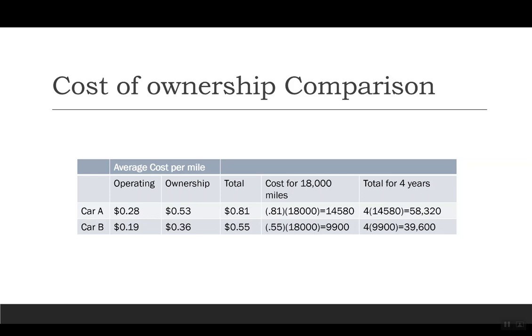For car B, it's a little bit less. It's 55 cents per mile, so I multiply that by 18,000 miles. It tells me $9,900 a year. So I multiply that by 4, and it says I spend $39,600. Definitely a difference between these two. So when we subtract them, as I did right here, car A is going to cost $58,320 minus $39,600, which is $18,720 more in operating cost.